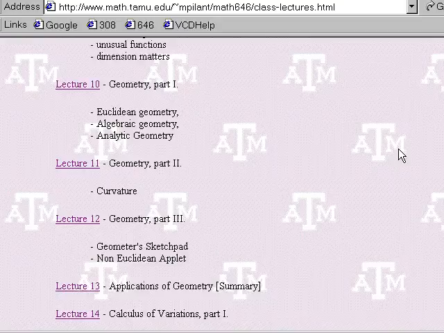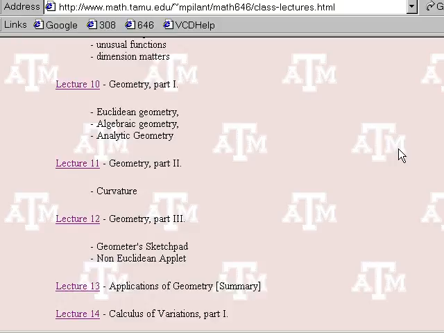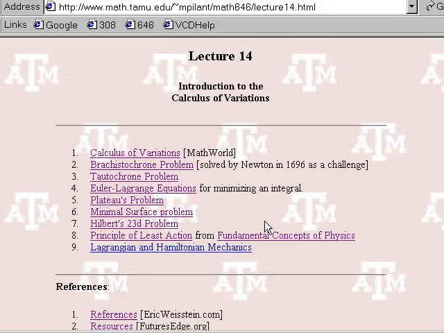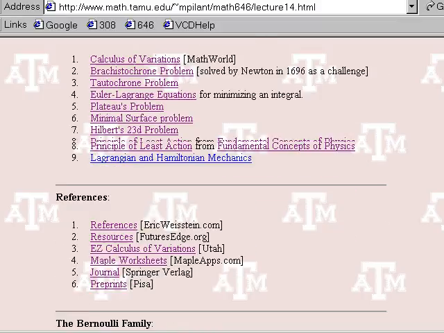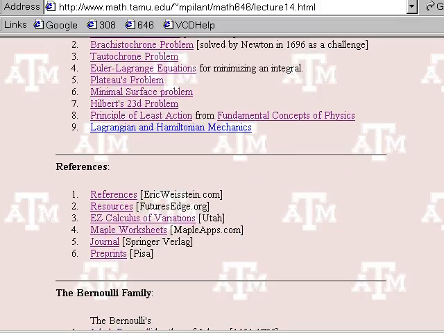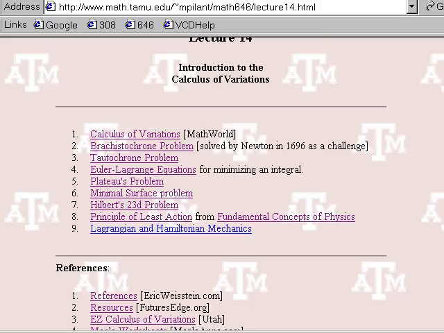Okay, today's lecture is going to be a nice application of geometrical ideas from the last 3 or 4 lectures, and it's entitled Calculus of Variations. There's quite a lot of material in here, and what I'd like to do is walk through some of the background material and show some of the practical problems.